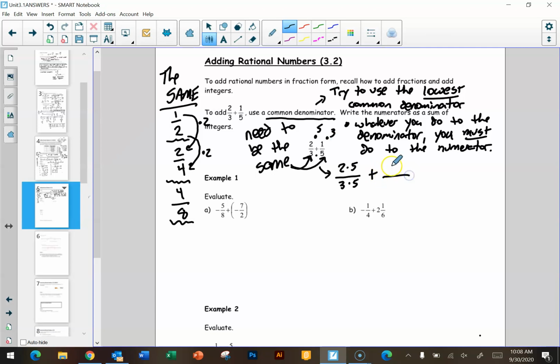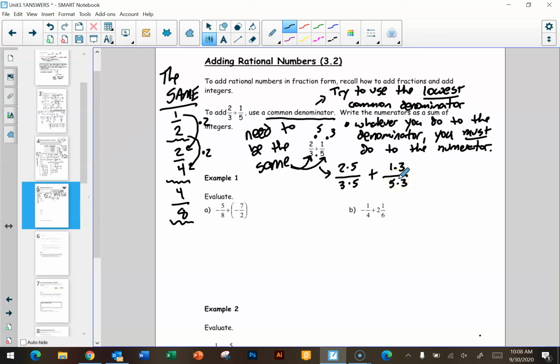Now I've got to add 1 times 3, okay, because this side's times 3, and 5 times 3. Ooh, 5 times 3, not 5 times 5. That's very important. 5 times 3. So I'm multiplying both the top and the bottom by 5 here. I'm multiplying both the top and the bottom by 3 here. By 3 over 3, right?